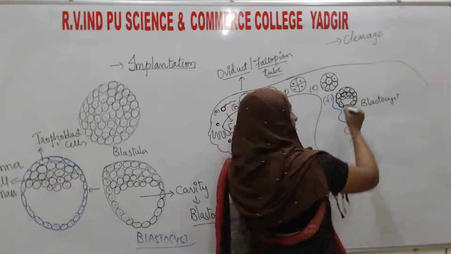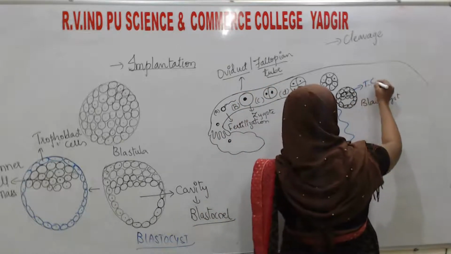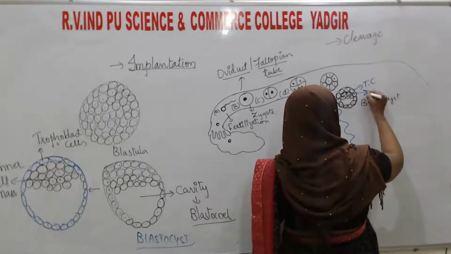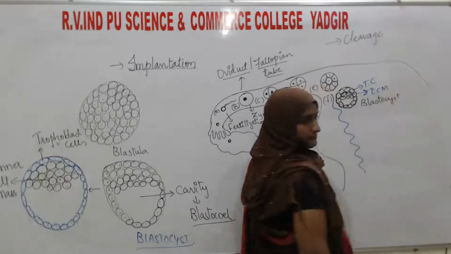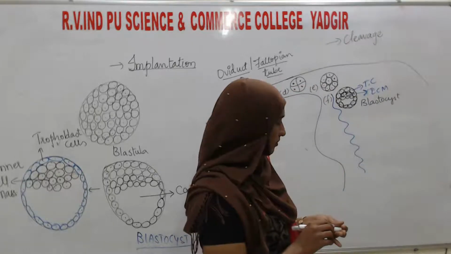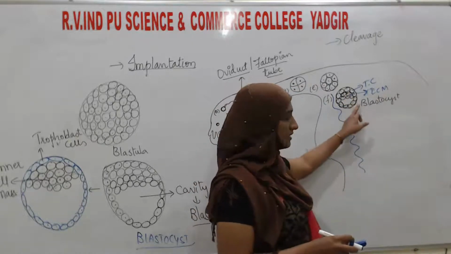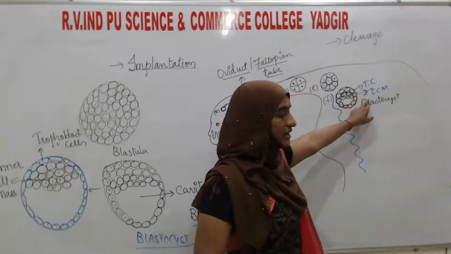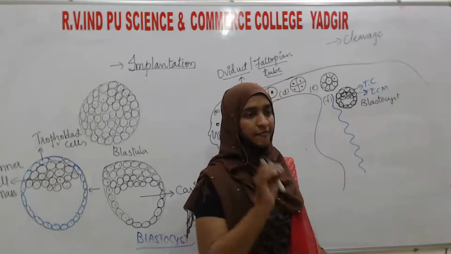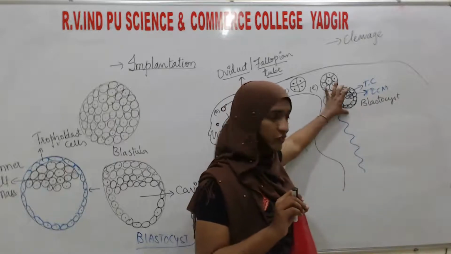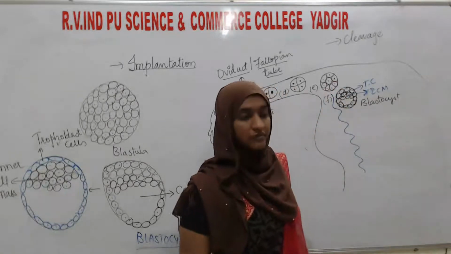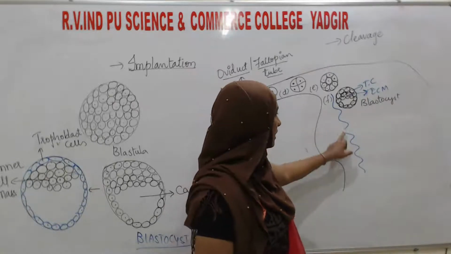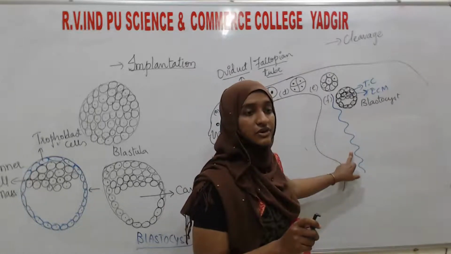Here, these cells are trophoblast cells and these cells are inner cell mass. Whatever the cells which are surrounding this blastocyst, it is trophoblast cells, and this is the inner cell mass. When it attains this form, the blastocyst will get embedded into the uterine wall.